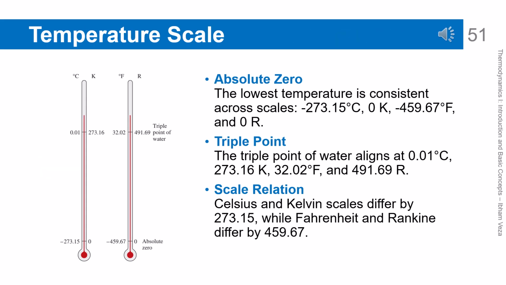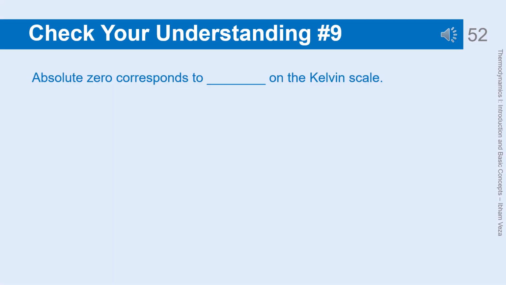Temperature scale comparison. Absolute zero has consistent values across different temperature scales. The triple point of water also has equivalent values in each scale. The Celsius and Kelvin scales differ only in their 0 point. The Fahrenheit and Rankine scales have a similar fixed offset. These relationships make temperature scale conversions easier. Absolute zero corresponds to 0 K on the Kelvin scale.